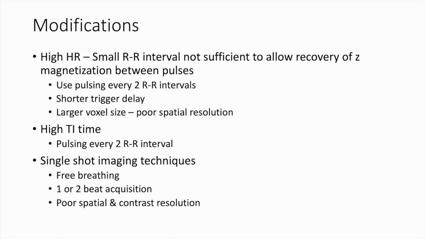A high heart rate with short RR interval will not be sufficient to allow the recovery of Z magnetization between pulses. This can be overcome by pulsing every second RR interval or by using a shorter trigger delay. A large voxel size can also be used at the expense of spatial resolution. If the TI nulling time is very high, pulsing can be done every second RR interval.